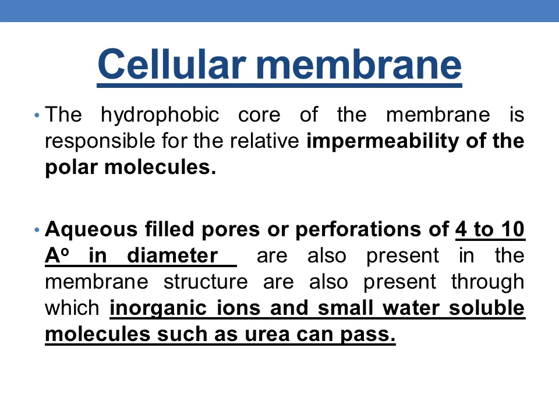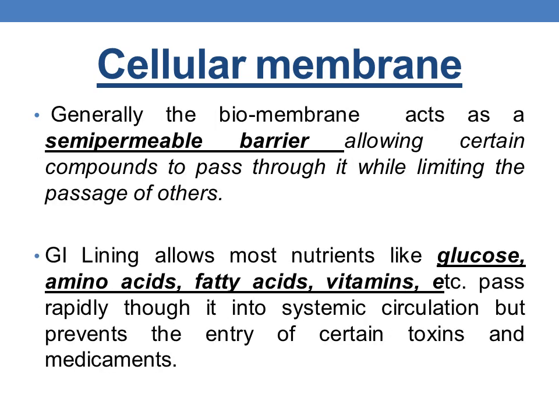This is an important point. Generally the biomembrane acts as a semi-permeable barrier. It allows certain compounds to pass through it while limiting the passage of others. Our GI lining allows most of the nutrients like glucose, amino acids, fatty acids and vitamins to pass rapidly through it and enter the systemic circulation. A detailed explanation of the individual molecules is given in the absorption chapter.